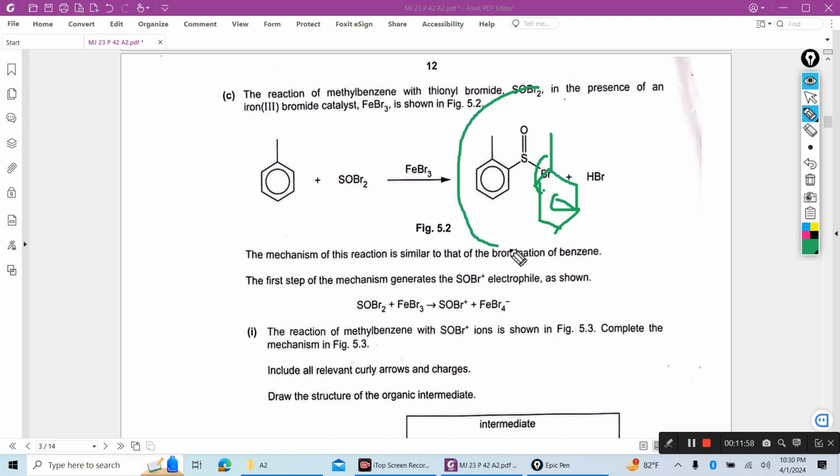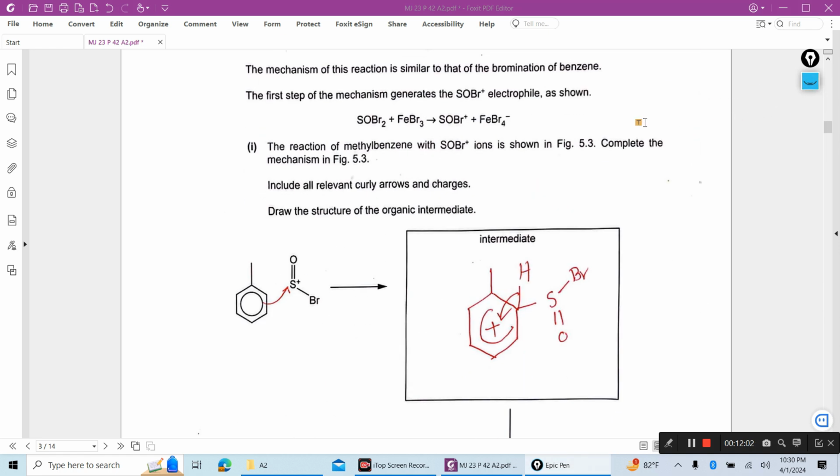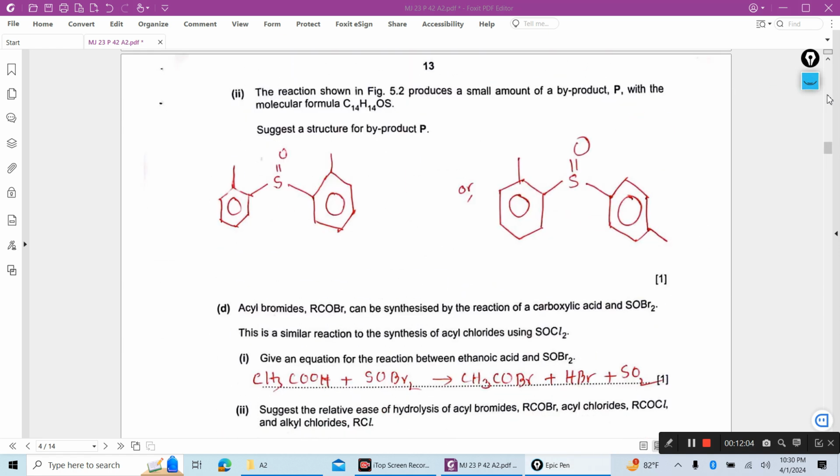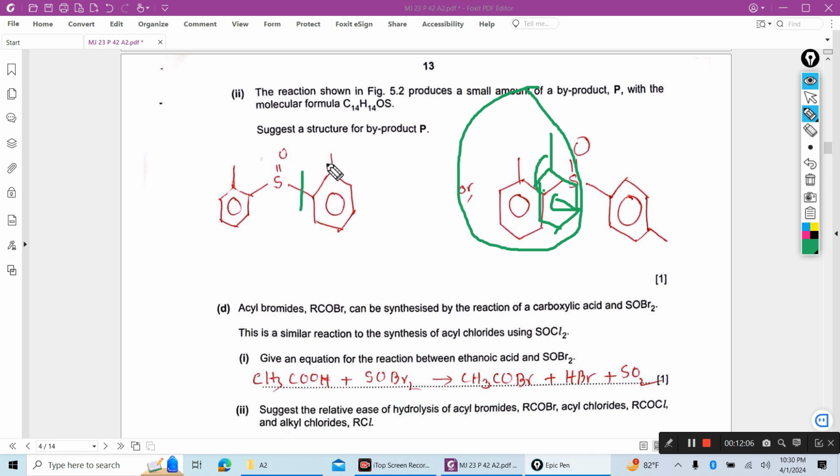So this total molecule will be this. That's why this answer will be this. Here another methyl benzene is added, and this molecular formula you will get C14H14O.